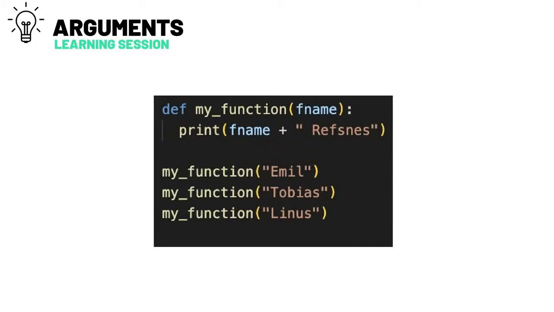Perfect. So here we have a nice little example. Again, I'm going to get everyone involved. What do we think is actually going on in this example? We've got the functions, and then we want to print out what it says here. So what would the output of this be? We've got my function Emil, my function Tobias, my function Linus, and what do we think is going on here?